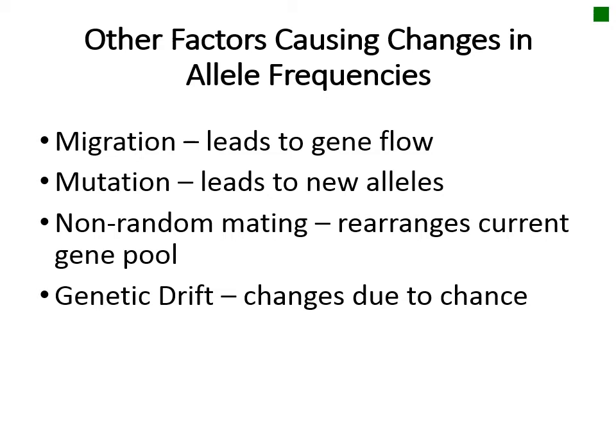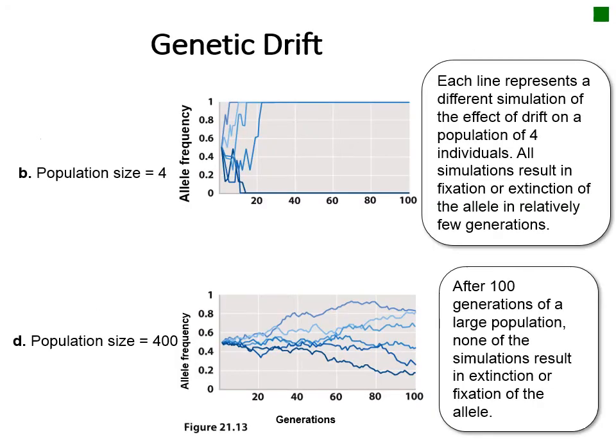The factor we will discuss in more detail is genetic drift, which is just the random change of alleles from one generation to another due to chance. Genetic drift is the random change in allele frequencies from generation to generation, meaning that frequencies can go up or down simply by chance. The impact of genetic drift depends on population size.